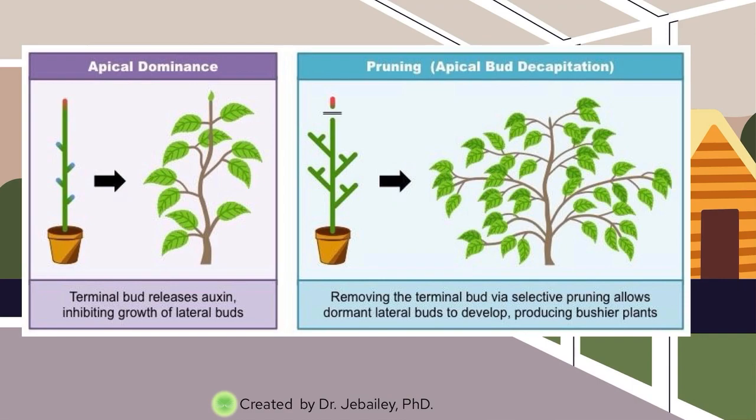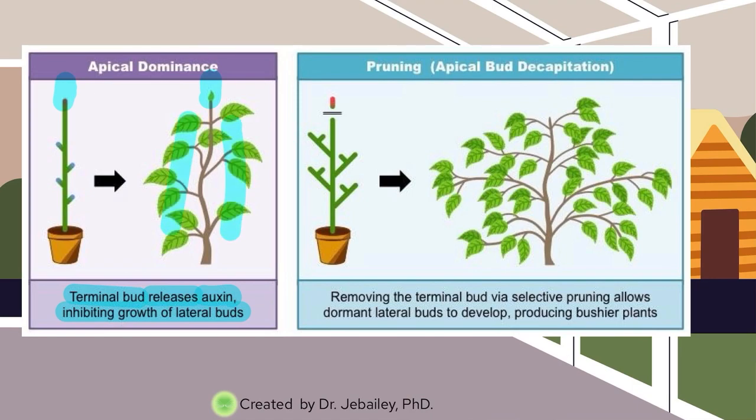Next, we're going to learn what exactly the auxin does inside of the plant. But before we get to that, first let's understand apical dominance and pruning. Apical dominance just means that the terminal bud releases auxin, inhibiting the growth of the lateral buds. That means if you increase just this part, this area, what happens? You are basically stopping the growth on the sides.